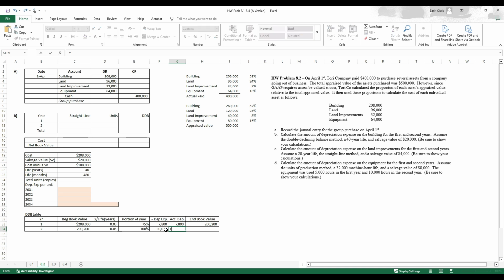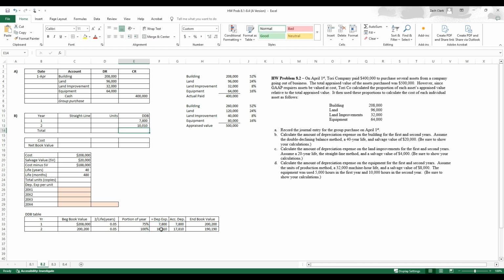And our accumulated is now the combination of our expense this year plus last year. And then we take our beginning book value or our historical cost minus accumulated depreciation. And we end up with 190,190. That's kind of funny. Okay, so cool. So there we go. Those are our first 2 years of depreciation for the building, essentially. And we can kind of just fill this out. It's sort of redundant, I suppose, at this point.